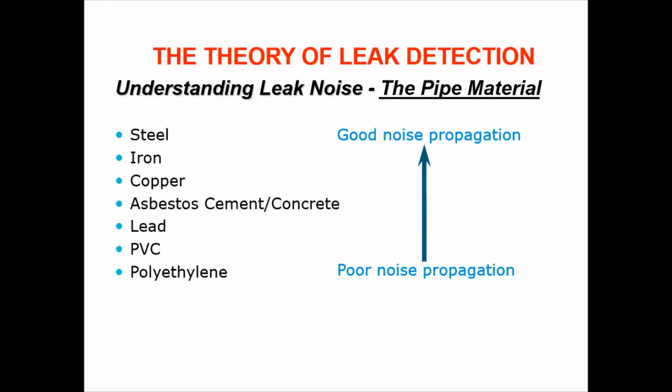So understanding leak noise and the pipe material, how that affects it. Looking at the list from the left-hand side from top to bottom, we have our harder materials, our steel, our iron, our copper. Then we get into our AC, our lead and PVC and poly, our plastics. So the good noise propagation is the harder materials, the steel, your iron, your copper. And then as the material gets softer, the sound is less likely to travel at a longer distance on the pipe as steel, iron, and copper would.